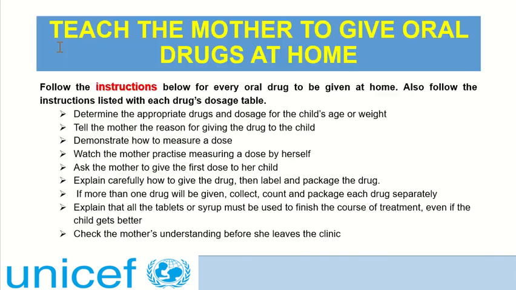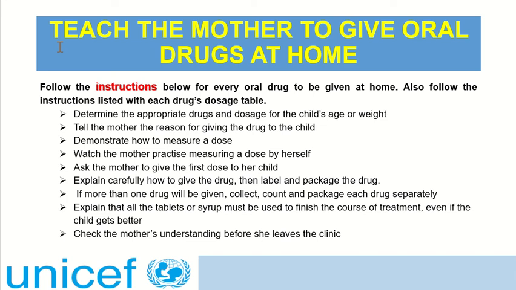So, the details about medications. As mentioned, we should teach the mother to give oral drugs at home and give her some instructions. Follow the instructions below for every oral drug to be given at home. Also follow the instructions listed in each drug dosage table. We should determine the appropriate drug and dosage for the child's age or weight, tell the mother the reason for giving the drug to the child, and demonstrate how to measure a dose.